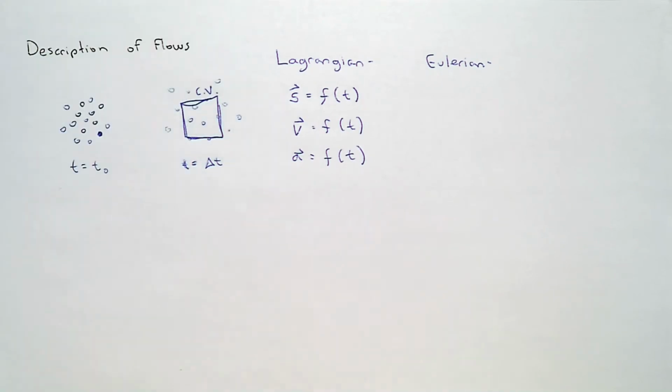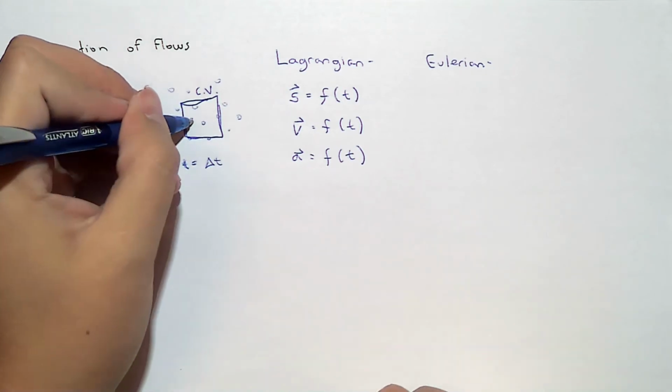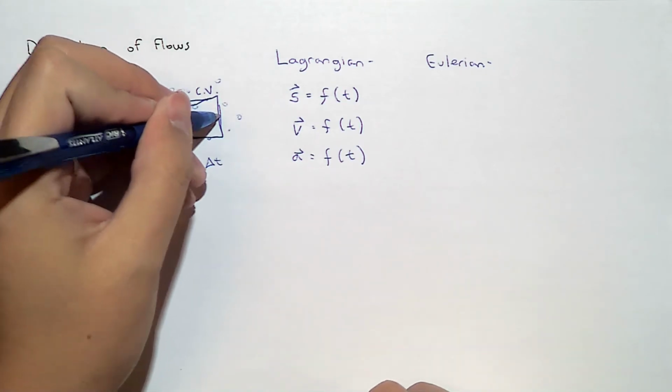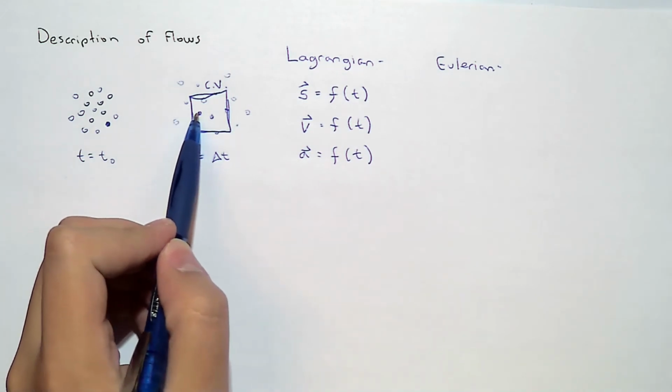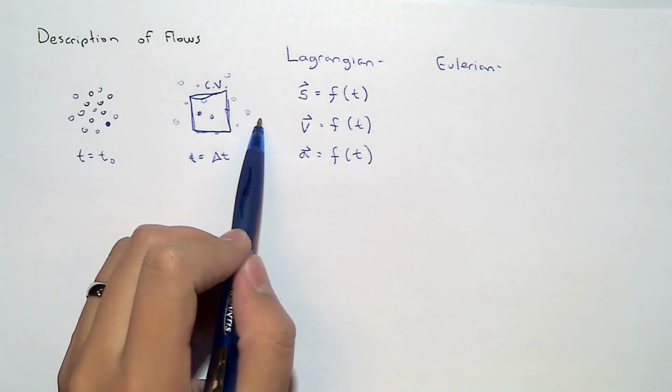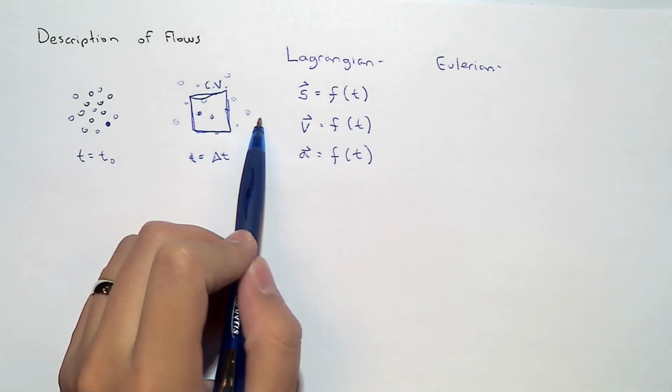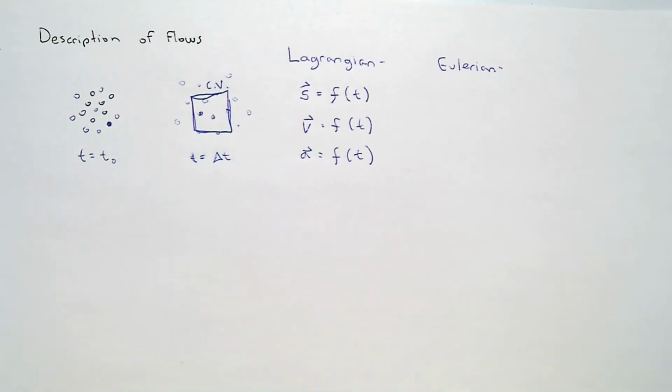And what happens? If we're studying a control volume, then really we only care about the particles that are inside that control volume at a specific time t. Which means that if the particles that are inside at time t move outside of the control volume at time t plus dt, then we don't care about those particles anymore. So the Eulerian approach looks at a finite control volume where we only care about what's inside the control volume. We don't really care about what's outside the control volume.